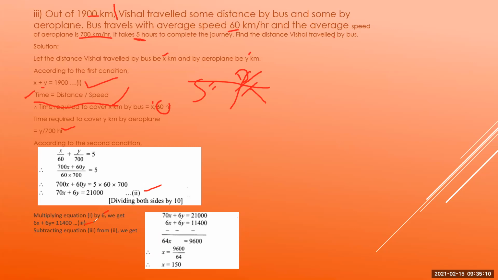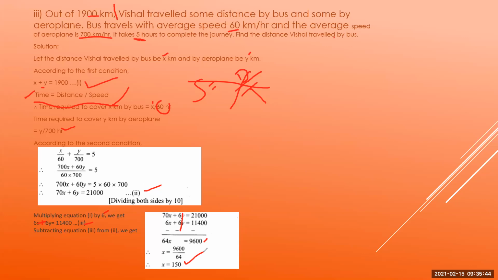So now we have these two equations. Here y has a plus sign, and here also y has a plus sign. So simply subtract these two. After subtracting, the 6y got cancelled. 70 minus 6 is 64x. 21,000 minus 11,400 is 9,600. So x is equal to 150. This is the distance traveled by bus. So the distance traveled by bus is equal to 150 kilometer.